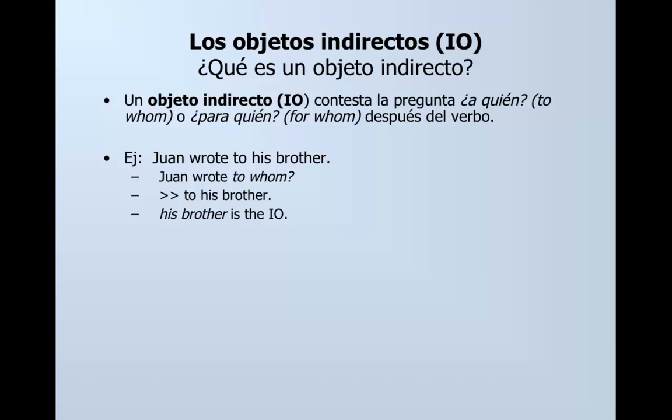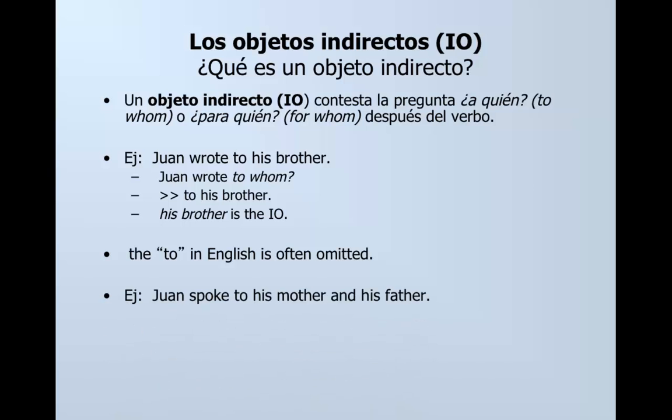That's your indirect object. Oftentimes the to in English is omitted. So we could say Juan wrote his brother, and it would be expressed the same way as Juan wrote to his brother. So if you have a sentence like that in English, make sure you're really clarifying. Is it to somebody? So for example, if you wanted to translate Juan wrote his brother, ask yourself, can I also express this sentence as Juan wrote to his brother? And if you can, then you will know that that is an indirect object and not a direct object.